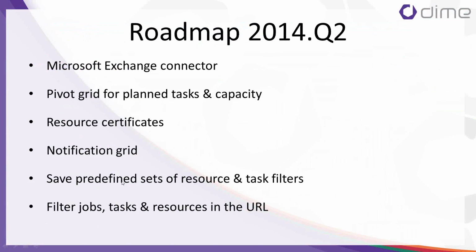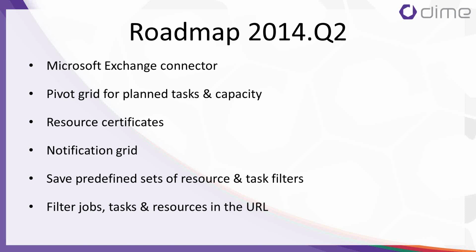Okay, so if you look at the roadmap for 2014 Q2, we have some big plans ahead of us. We are working currently on a Microsoft Exchange connector. In the first instance, it will be able to send data to Microsoft Exchange. In the second stage, we will make it bidirectional so that you would also be able to change the planning in the Microsoft Exchange calendar and send that back to the plan board. But that will take a bit more time. So for Q2, we will release this Microsoft Exchange connector, one-directional sending.